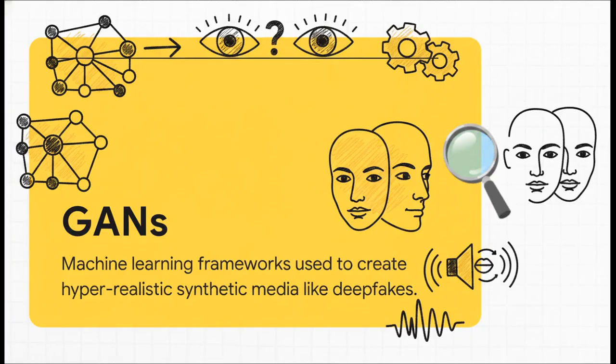Basically, this is a machine learning setup that pits two neural networks against each other. It's like a high-tech game of cat and mouse that pumps out incredibly convincing synthetic media. This is the exact engine powering those wild facial manipulations, face swaps, and voice cloning. It's the reason a deepfake can look and sound so terrifyingly real to the untrained eye.